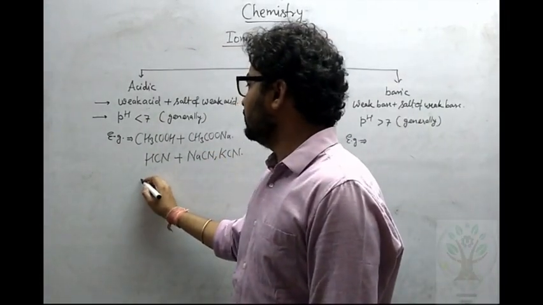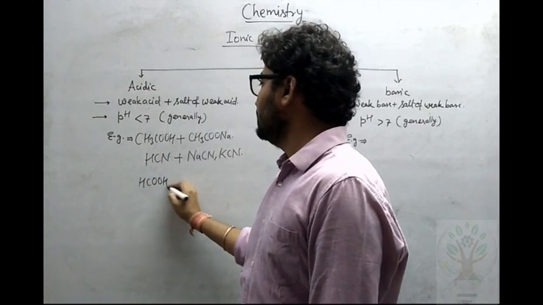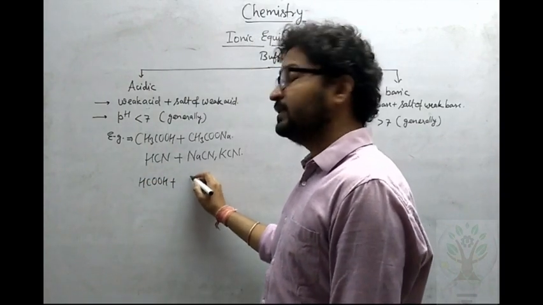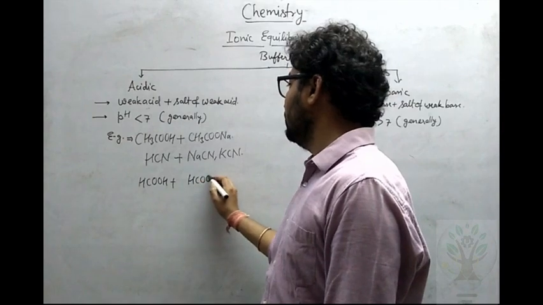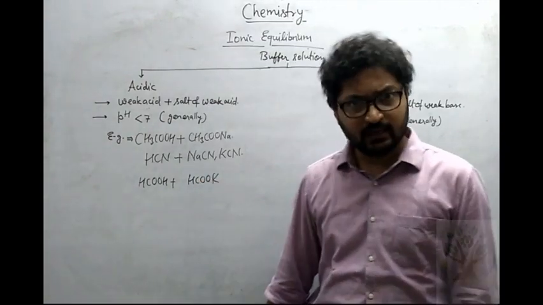Here, let's say one more acid. Let's say formic acid, HCOOH. So what will be its buffer? Its salt. Salt will be HCOONa or HCOOK, like that.